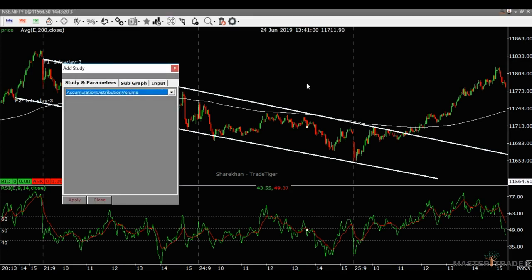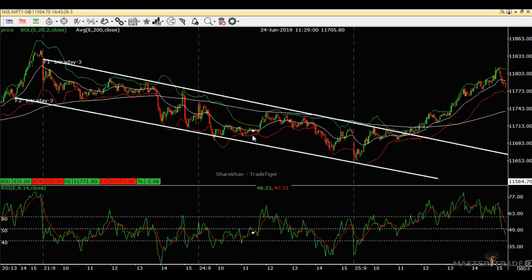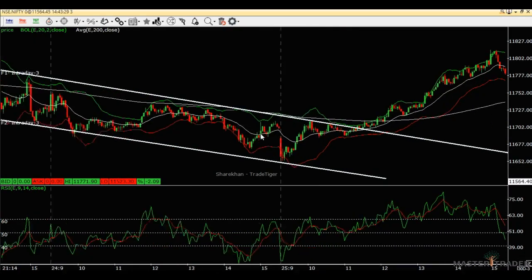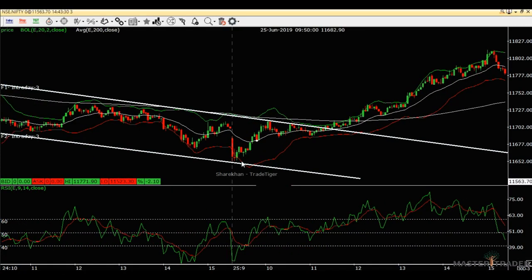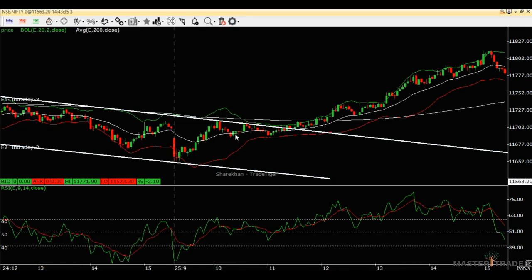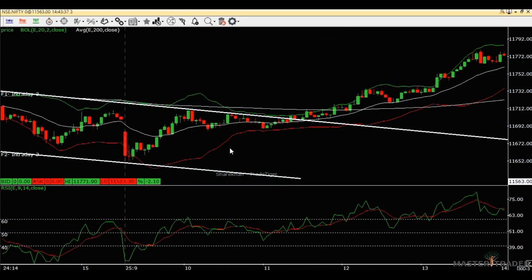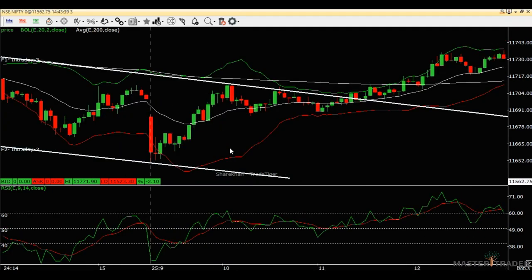Also we can combine this with our strategy number 1, our Bollinger Bands combined with RSI combined with technicals. So let's get into it and see where our entry happens.